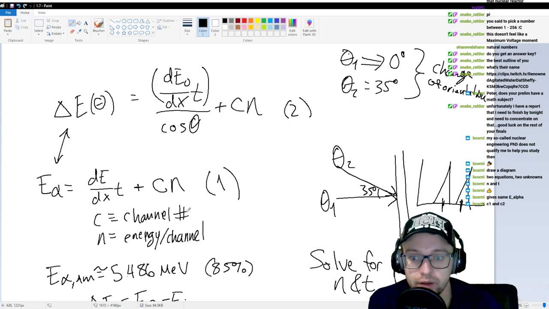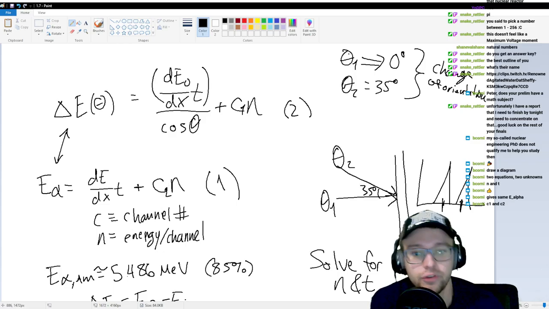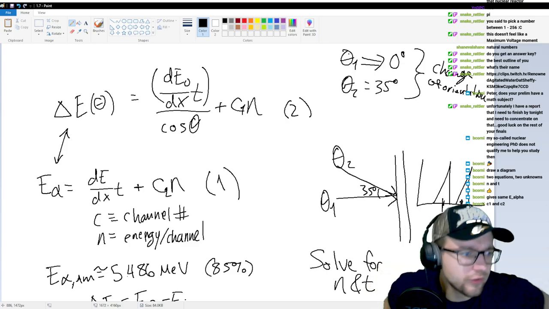Yeah, C1 and C2. Why don't we just do that? C1 and C2, these are constants. Yeah, we're solving for N and T. I was thinking we were solving for C for some reason, we're not. Okay.